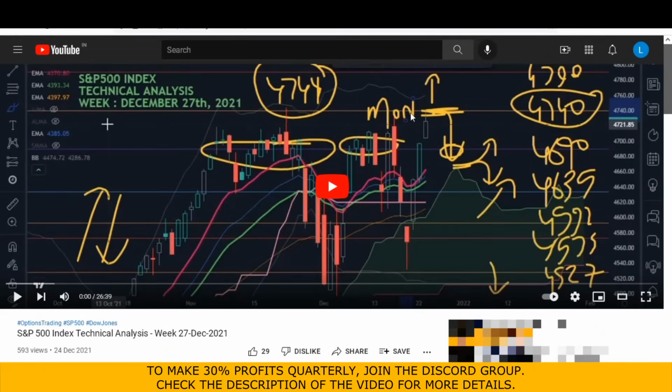Last week, on Monday, December 27, I told you that if the market moves up and if there is a gap up, or if it crosses 4744, then for sure it will shoot up like a bullet towards 4790 and 4800, and nobody will be able to stop the market. Within a day, the market will shoot up to 4790 or 4800.